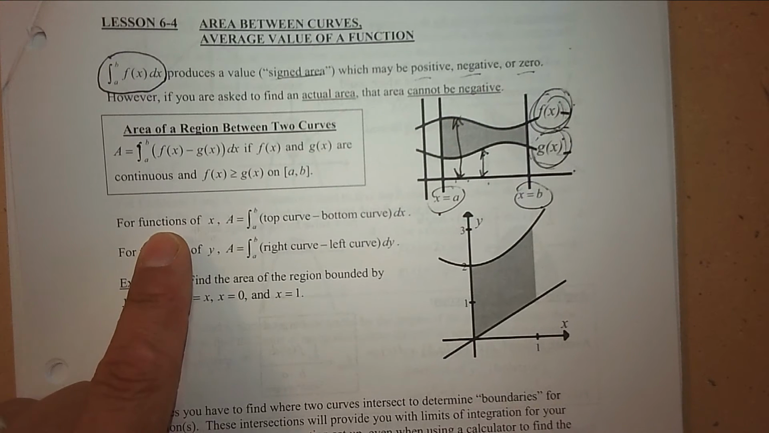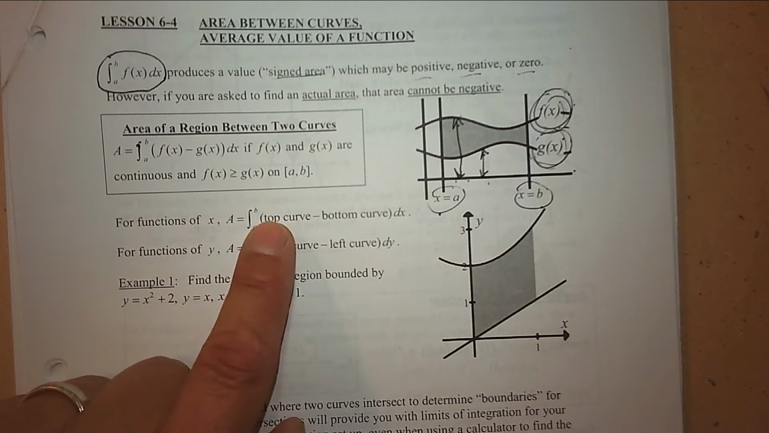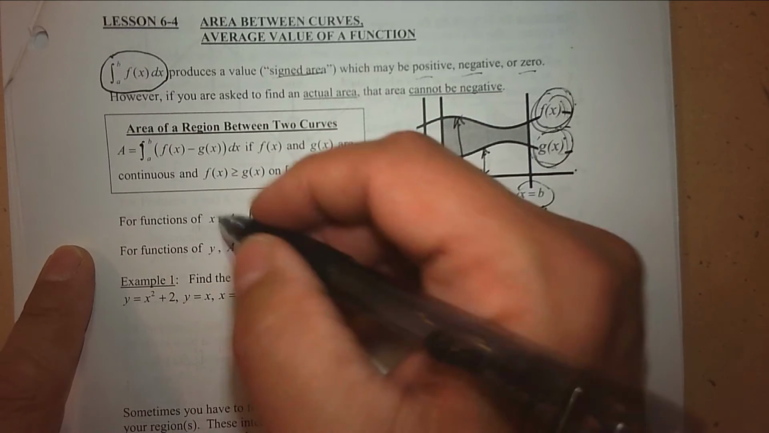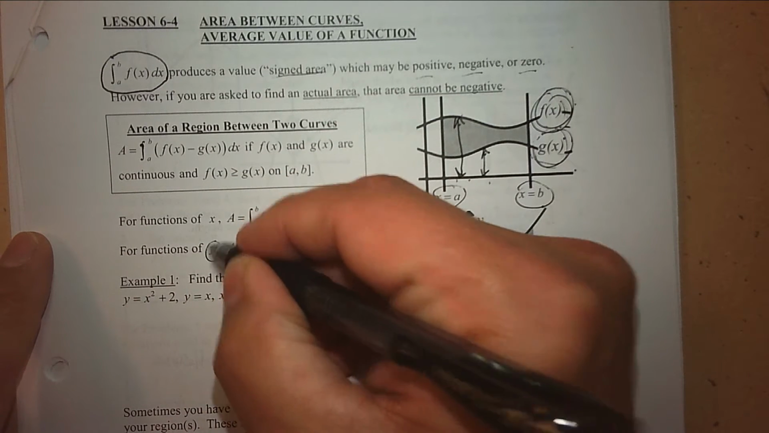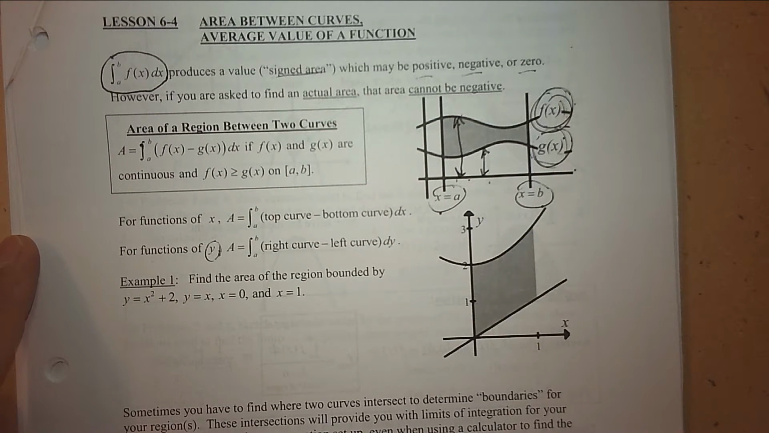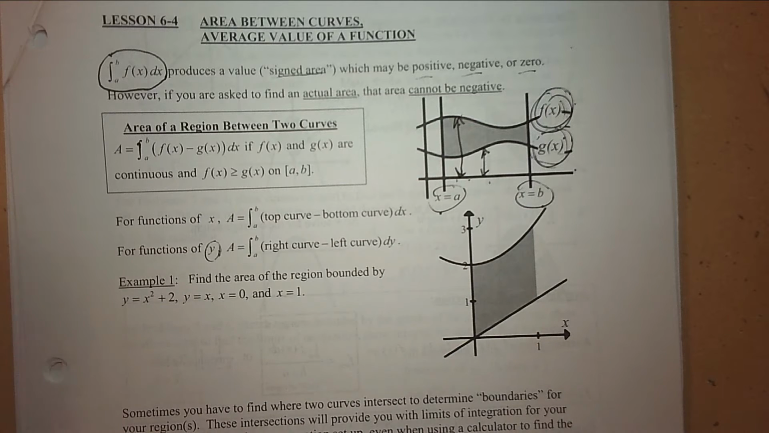So for functions of x, it's top minus bottom. If it wasn't in terms of x, if it was in terms of y, it would actually go left to right. It would not be top, subtract, bottom, but right, subtract, left. And your bounds would be upper and lower in terms of y. But we need to practice.